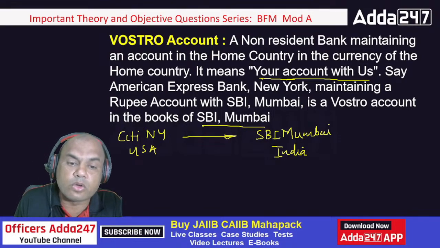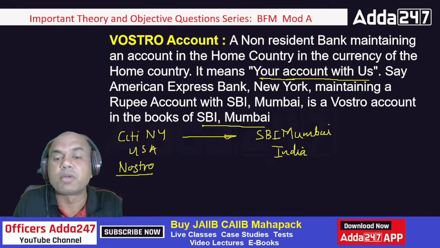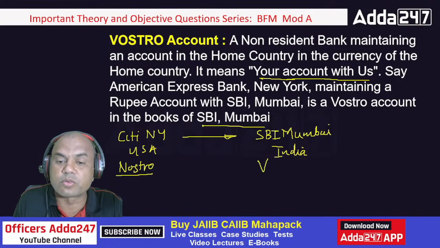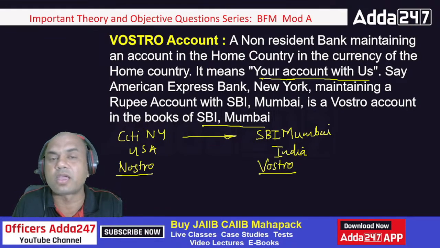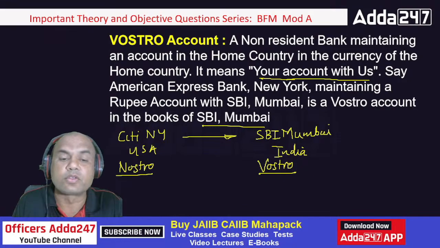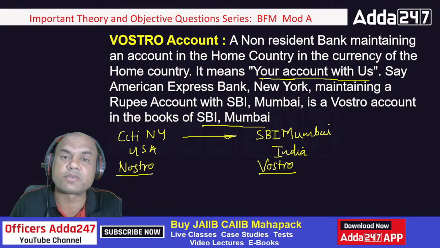Now Citibank New York will call it Nostro in its books. But SBI Mumbai will call this Vostro. So remember, Nostro and Vostro are not separate accounts. They are the same account. The only point is from whose angle I am looking at it. The bank that is maintaining the account calls it Nostro, and the bank with whom the account is maintained calls it Vostro. For example, American Express Bank maintaining a rupee account with SBI Mumbai is a Vostro account in the books of SBI Mumbai.